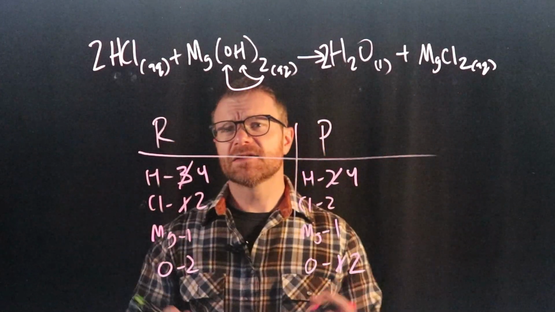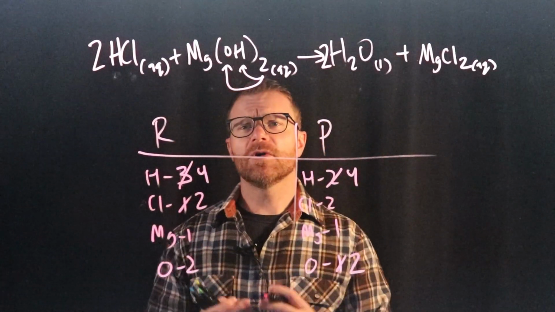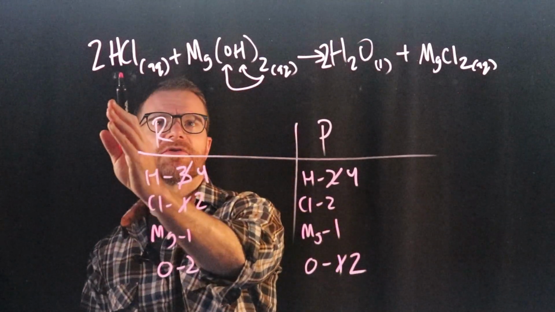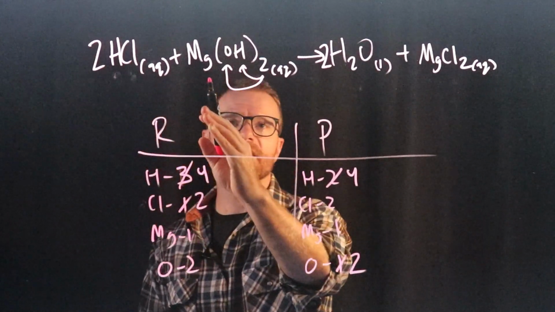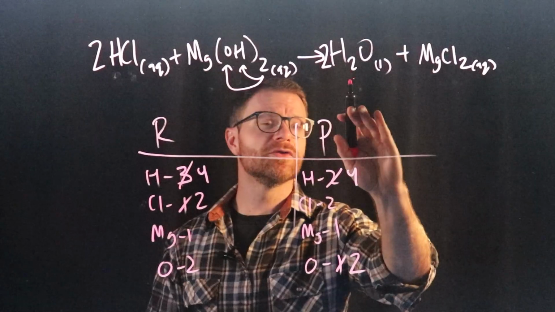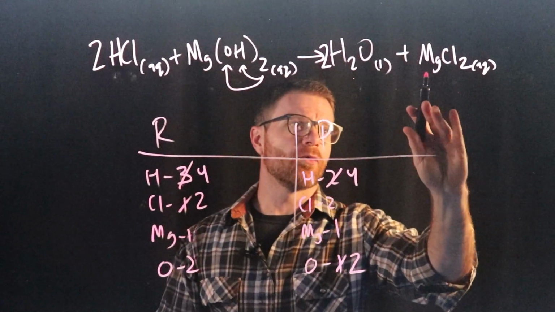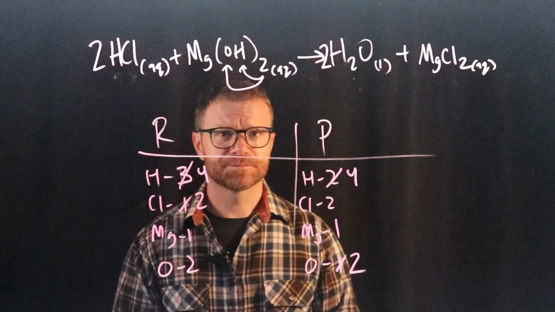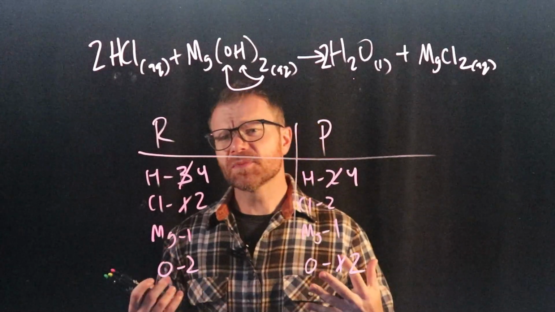If I were to speak this chemical equation aloud, I would say 2 hydrochloric acids react with 1 magnesium hydroxide to produce 2 water molecules and 1 magnesium chloride. Easy. Let's do some harder problems.